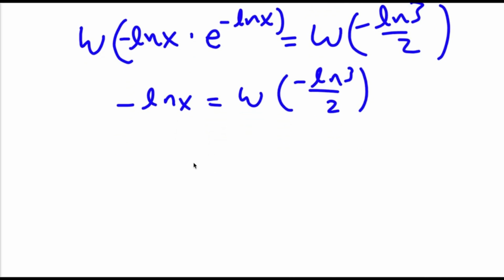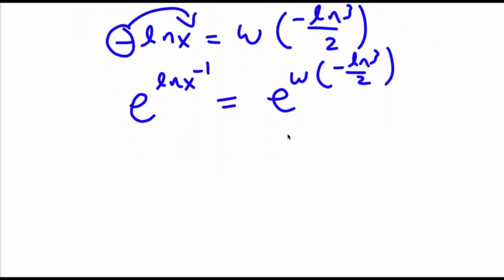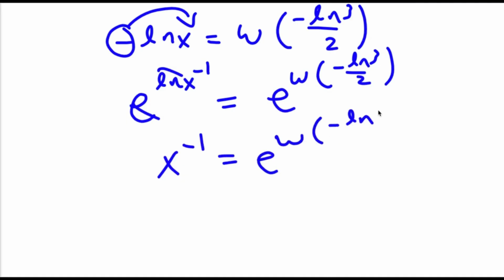Now, if I take the power of e on both sides, I have e to the power of ln x to the power of negative 1, because I can move this to the front. And this is equal to e to the power of W of negative ln 3 over 2. Now remember, e and ln cancel out, so now I have x to the power of negative 1 is equal to e to the power of W of negative ln 3 over 2.